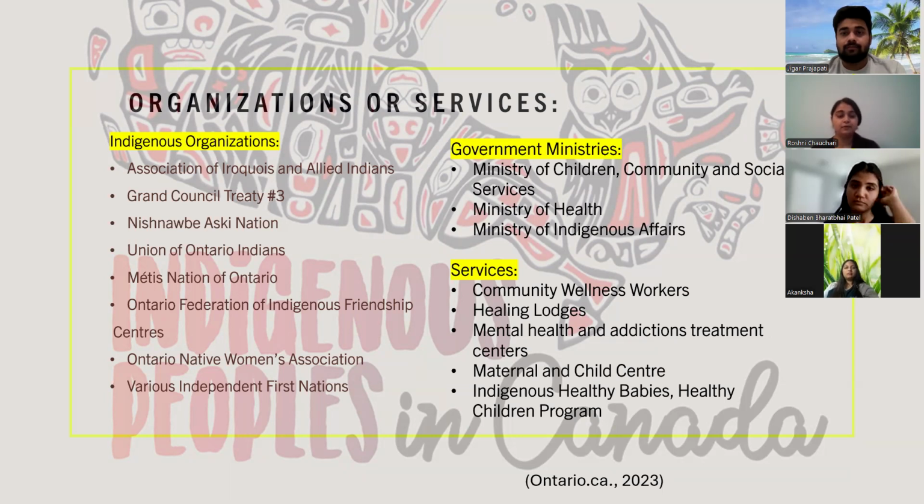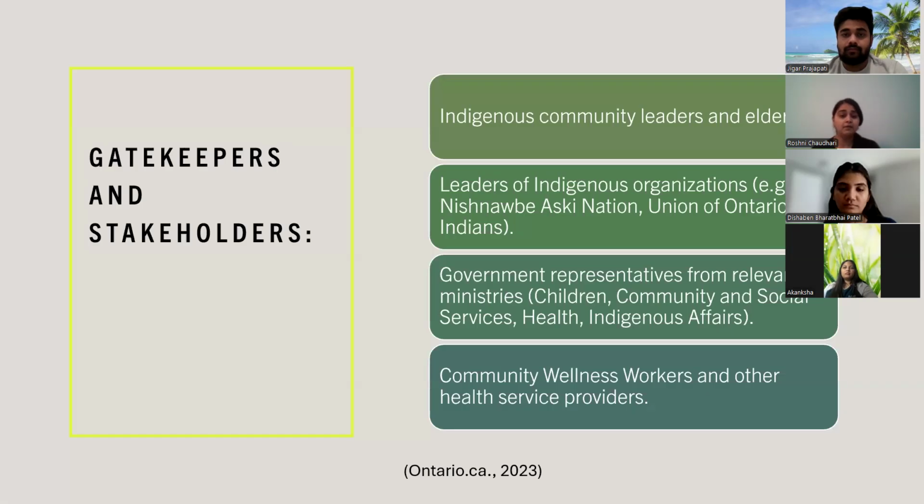From indigenous organizations, there are organizations like the Union of Ontario Indians, Métis Nation of Ontario, Ontario Native Women's Association, and so on. There are some government ministries: the Ministry of Children, Community Health, and Indigenous Affairs. There are community services like community wellness workers, healing lodges, mental health and addiction treatment, maternal and child health, and the Indigenous Healthy Babies Healthy Children program.